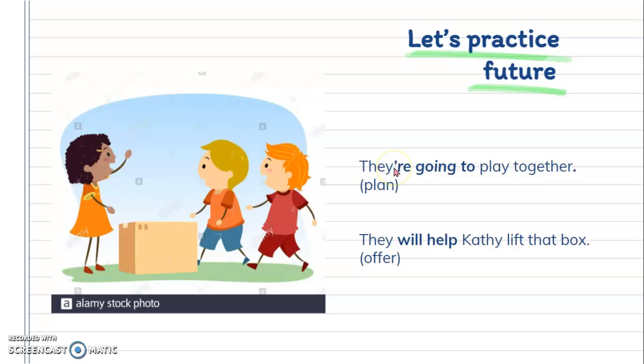They're going to play together. This is a plan. They will help Kathy lift that box. This is an offer.